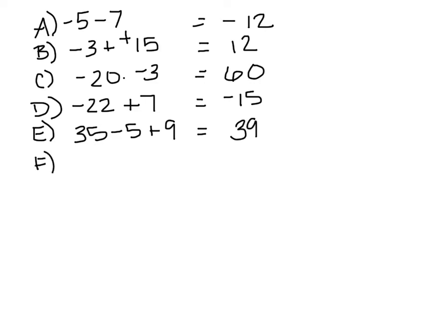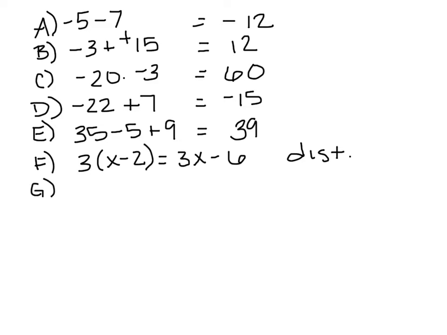F, you had to name the property. And what I said was 3 times the quantity x minus 2 is equal to 3x minus 6. And that's the distribution property. You should have written down distribution. G, you had to name the property. And I said 2 plus 3 plus 5 is equal to 2 plus 5 plus 3. Because I didn't use any words that meant quantity or associate, we know that this is the commutative property of addition.